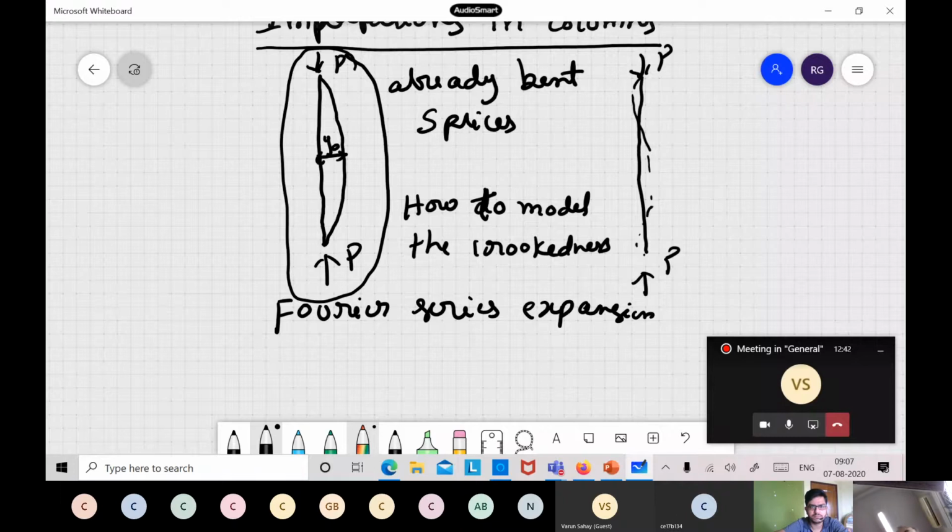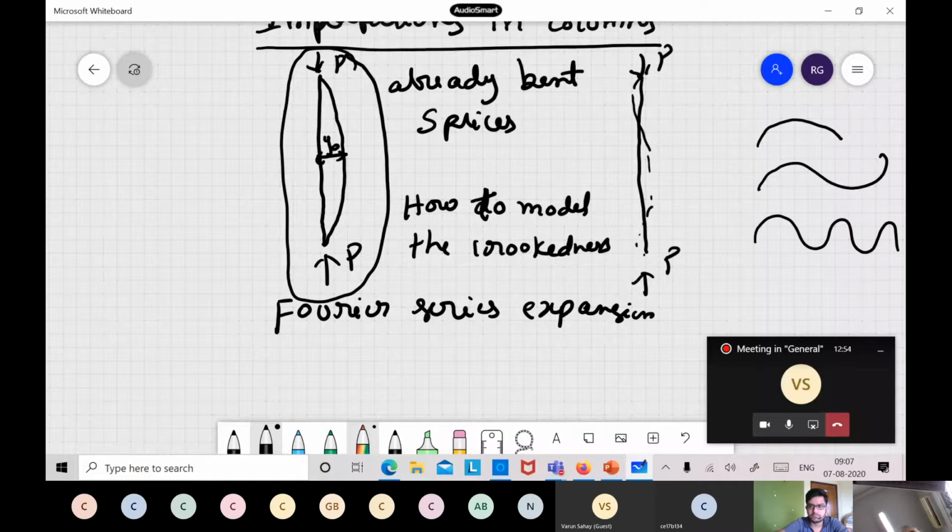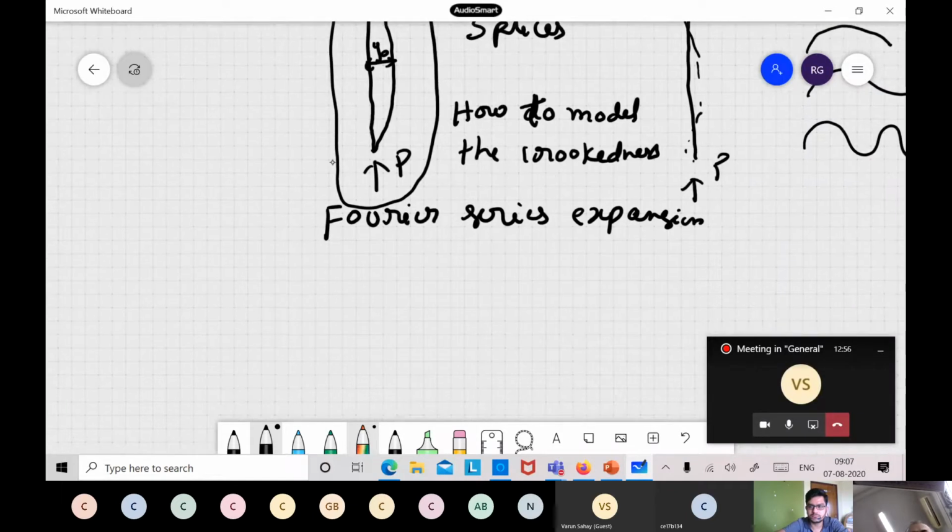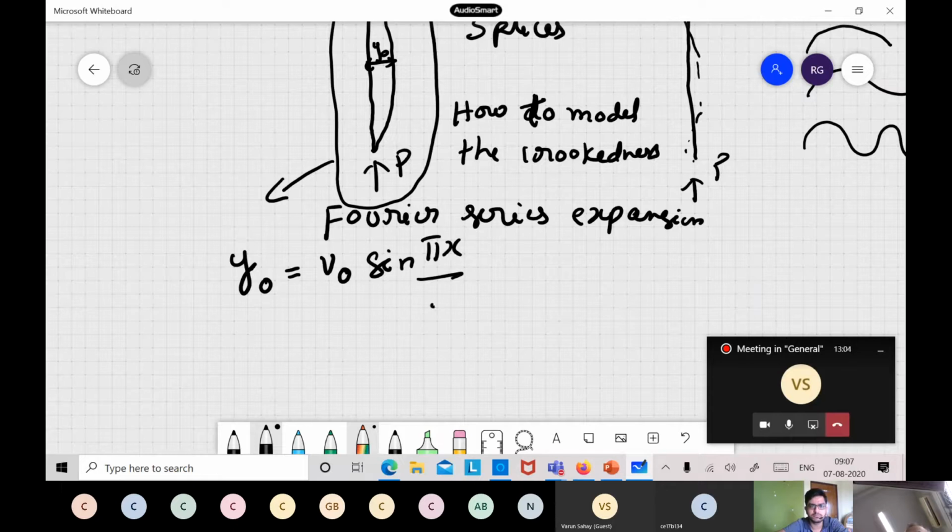This means you can represent it in terms of a Fourier series. In the Fourier series, the first term will be sine pi x, so it will have a half sine pulse. Then you have varieties of other kinds of terms. Now this crookedness y naught can be represented as some v naught sine pi x by l, because there is no node, there is no zero crossing actually. For the sinusoidal wave you can write it like this.